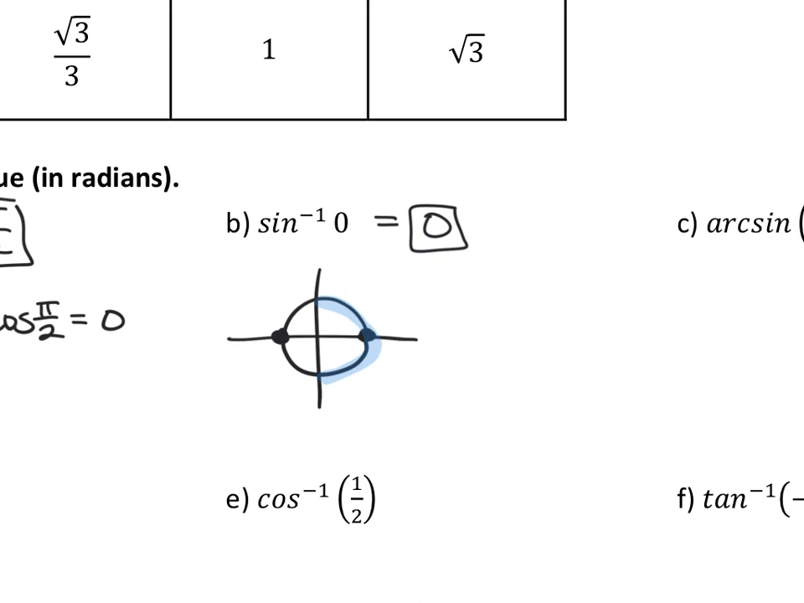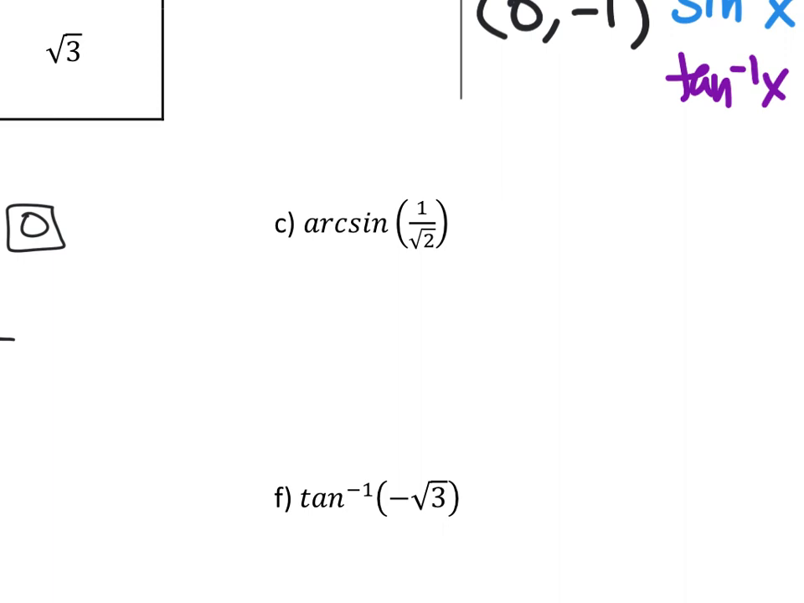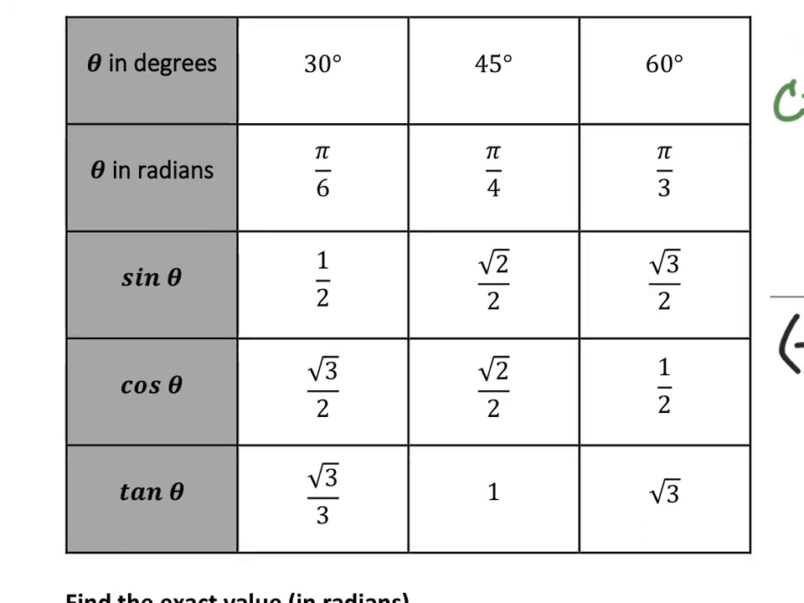Okay, some of them are a little bit easier, like this next one. The next one we're asking for arc sine or inverse sine, those are interchangeable, of 1 over square root 2. Well, first of all, I hate that they wrote it as 1 over square root 2, so we're going to go ahead and rationalize that denominator. Do you see anywhere on your table or on your circle where sine is equal to square root 2 over 2? Yeah, what's that angle measurement?